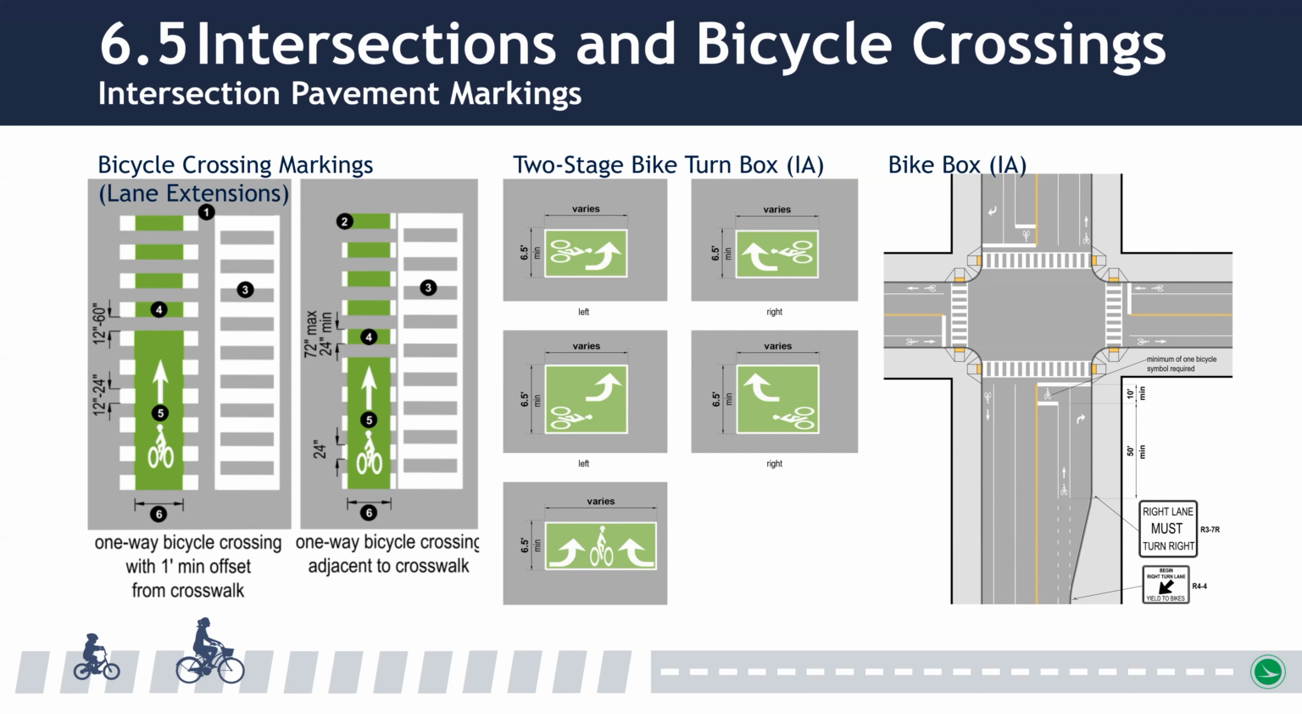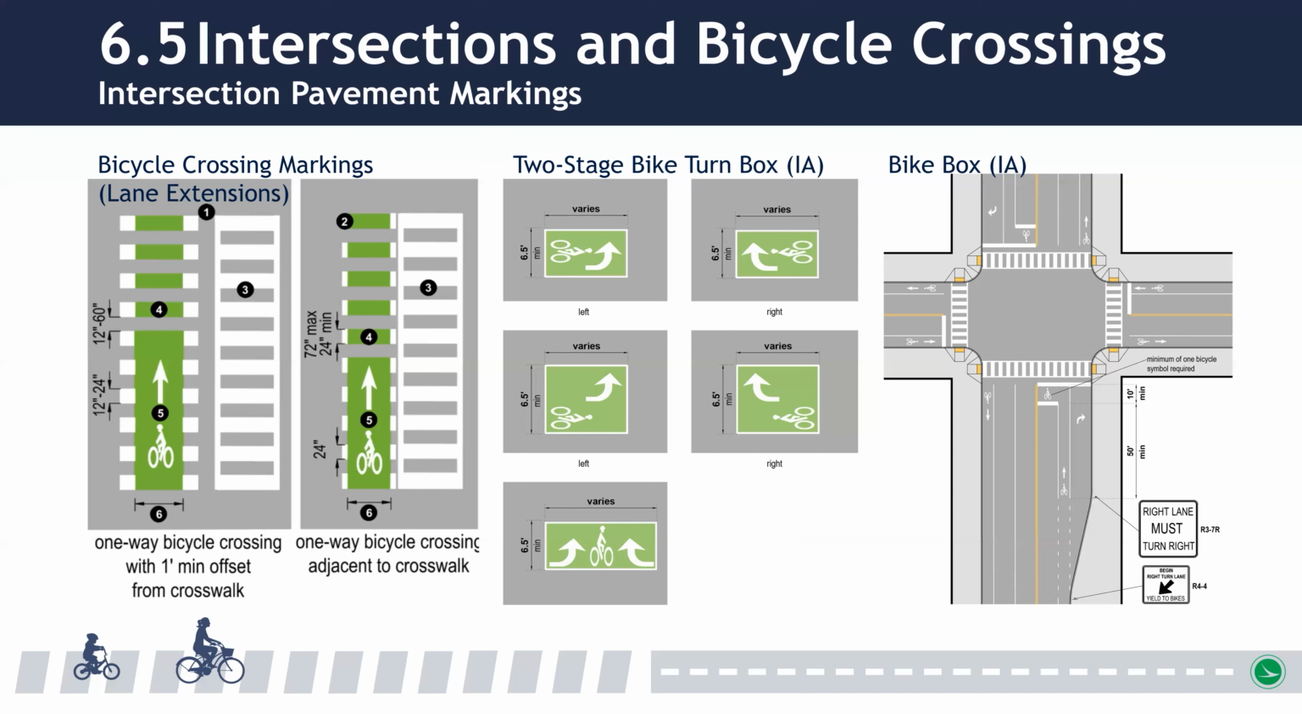Another important marking for intersections is the two-stage bicycle turn box. These markings designate an area of an intersection intended to provide bicyclists a place to wait for traffic to clear before proceeding in a different direction of travel. To use the two-stage bike box, bicyclists traverse the intersection within the bike lane, then they stop within the turn box and reorient themselves to the cross street, and then they wait for the signal to cross that cross street.